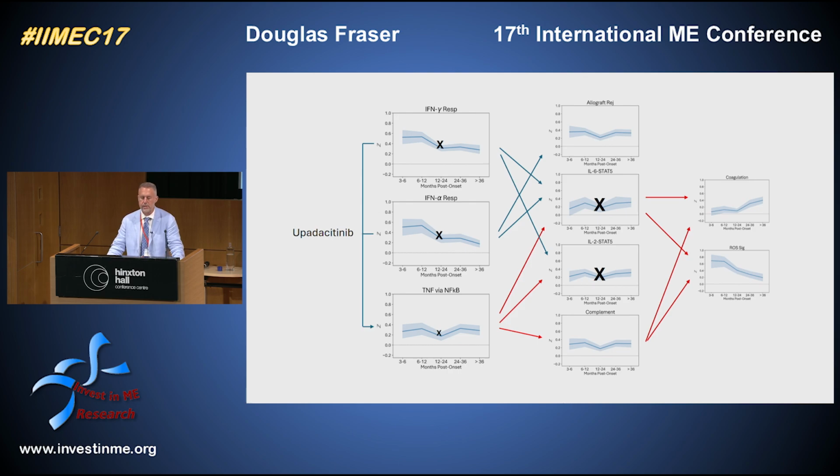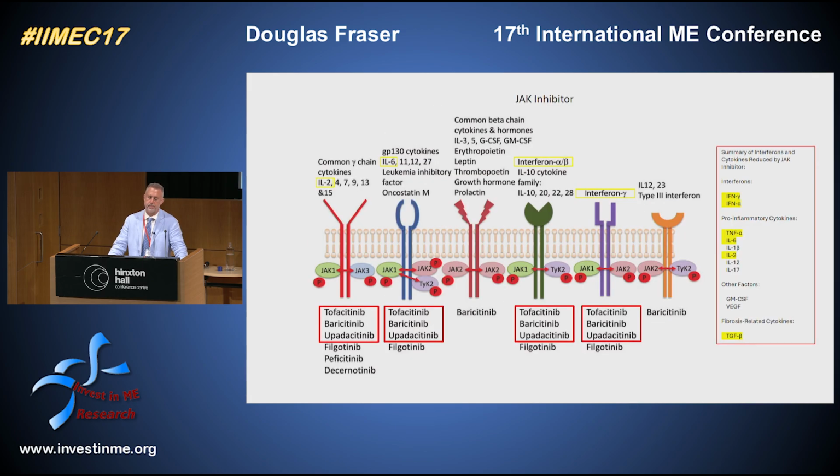Just for a visualization of the JAK inhibitors, there's quite a few of them. We worked with upadacitinib because it seems to be more specific for the particular receptors we're interested in, and it also has a relatively good safety profile. And it meets, again, the interferons, the TNF, the IL-6, the IL-2. It also affects TGF-beta.